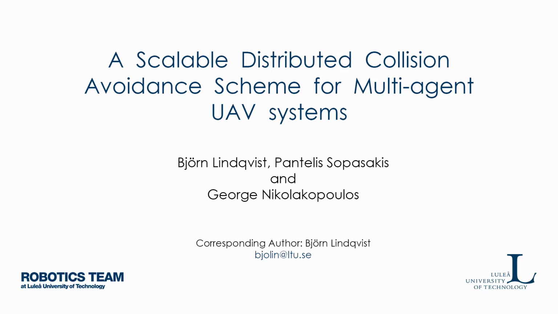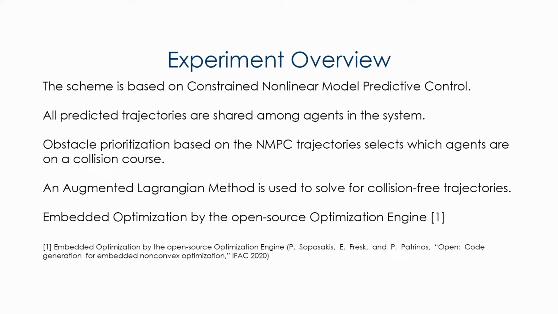This work presents a scalable and distributed collision avoidance scheme for multi-agent UAV systems. We use a distributed nonlinear model predictive control formulation, where the predicted trajectories are shared among agents in the system. To allow for the system to be scaled up and to reduce computational complexity, we developed an obstacle prioritization method based entirely on the motion intent of other agents.